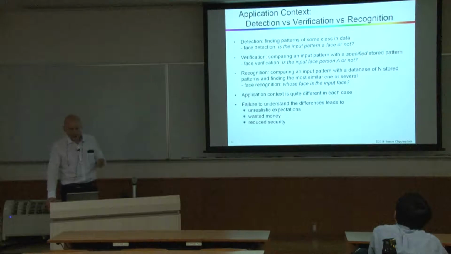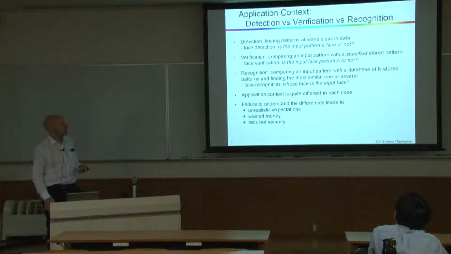I want to say a couple of words about the application context in which pattern recognition systems operate and how much of a difference it makes to what you can say about how well they're going to do, using the example of face processing. So detection versus verification versus recognition, this all tends to be lumped in as pattern recognition. It's all the same thing, but it's not.